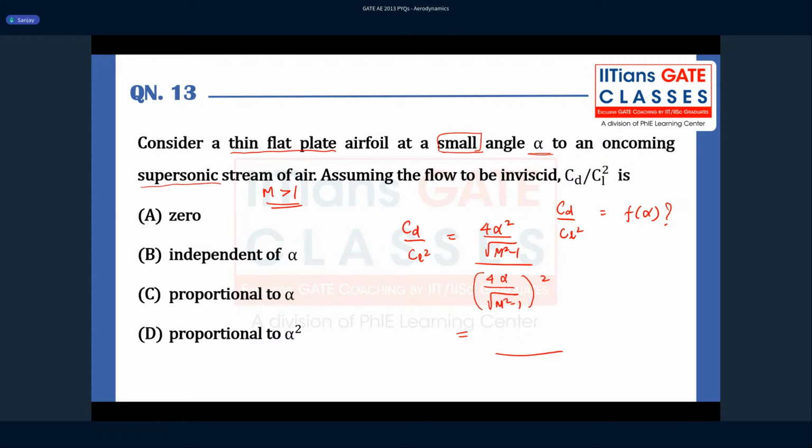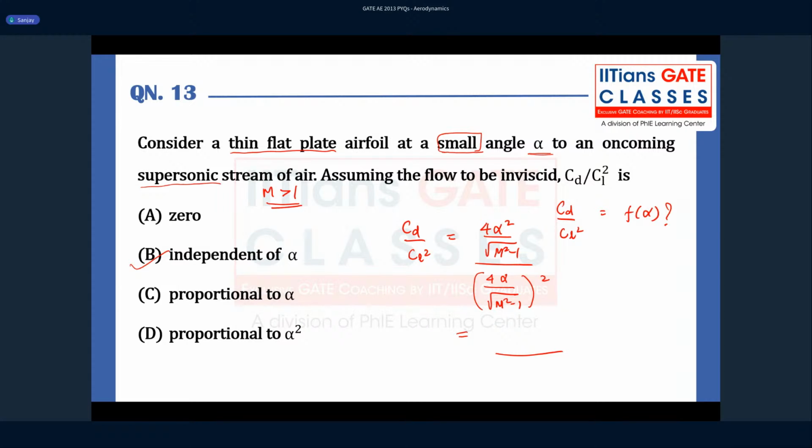Is it dependent on alpha? Is this ratio dependent on alpha? Yeah, this ratio is not dependent on alpha. You can see that the alpha square terms simply cancel out from the numerator and denominator. Yeah, Ashish, you are right. So it is going to be independent of alpha.